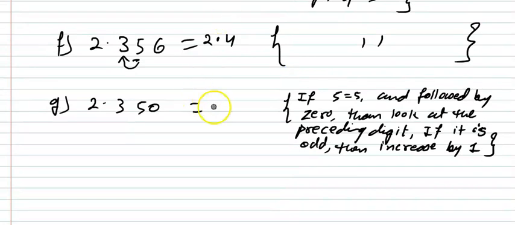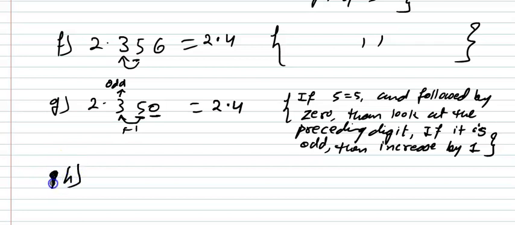So I am going to write over here, after the 5, 0 is present. So in the preceding digit we have to add plus 1 because 3 is an odd number, right? So we are going to write over here 2.4. Now if the number is like this one, where the preceding digit is an even number followed by the 0, then over here we are not going to increase the number. It will be as it is.